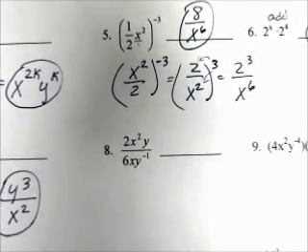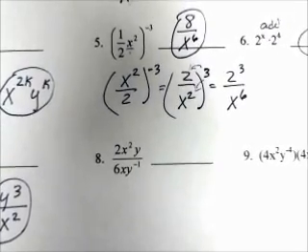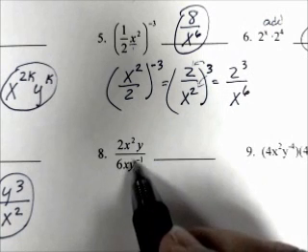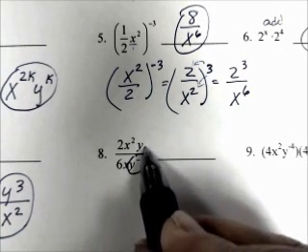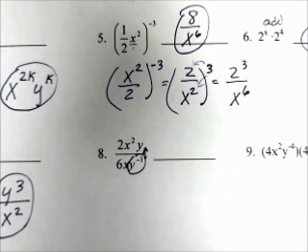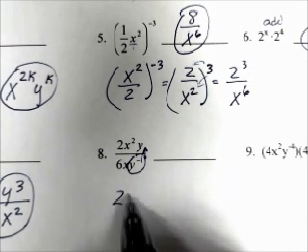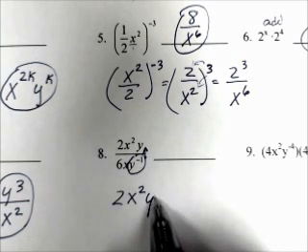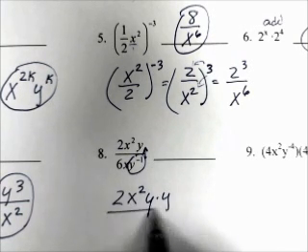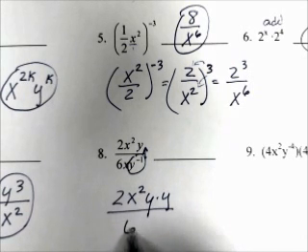Number 8, I look at this and I can take this y to the negative 1 and move it up to the numerator. So we have 2x squared. This is going to be y, and then times another y to the positive 1 over 6x.